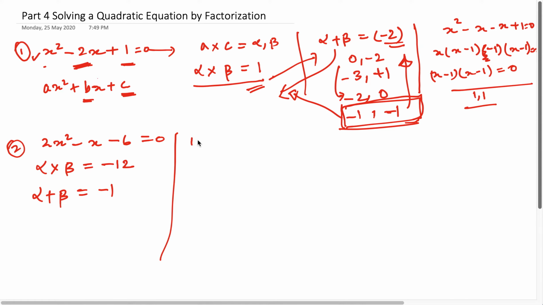Let me start from 1. So I know 1 into 12 is 12. I know 2 into 6 is 12. I know 3 into 4 is 12. I know 4 into 3 is 12. I know 6 into 2 is 12.